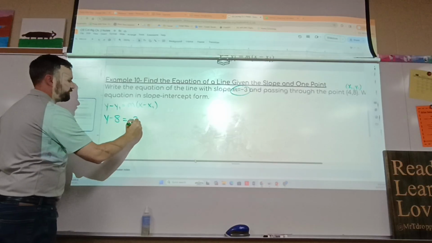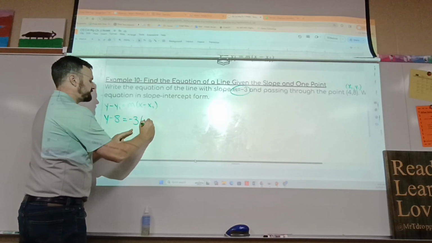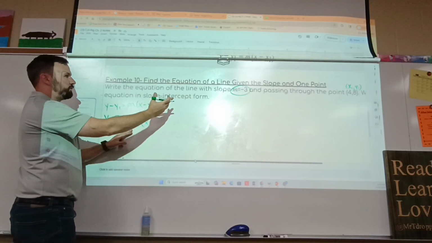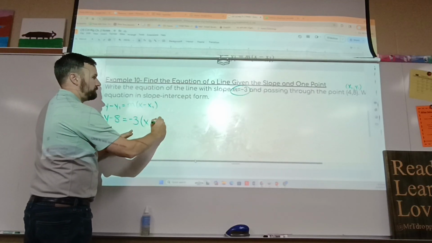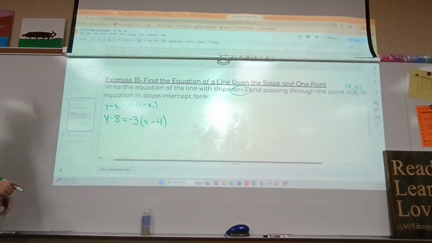My m is -3. X stays x because it doesn't have a value to plug in. Minus my x1, which was 4. All right. Now again, that is a great equation. We put it into y equals mx plus b because slope and y-intercept are the two most important things we need from an equation, right?